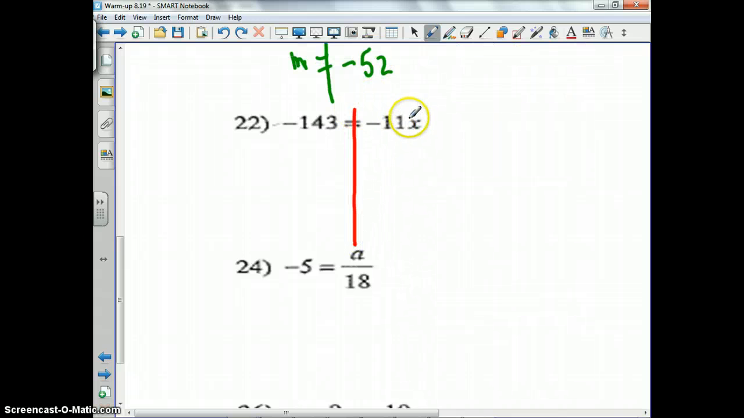So this one I noticed we have a negative 11 times x. So the inverse of multiplication is division. So I'm going to draw two division bars. Since we multiply by negative 11, we're going to divide by negative 11.